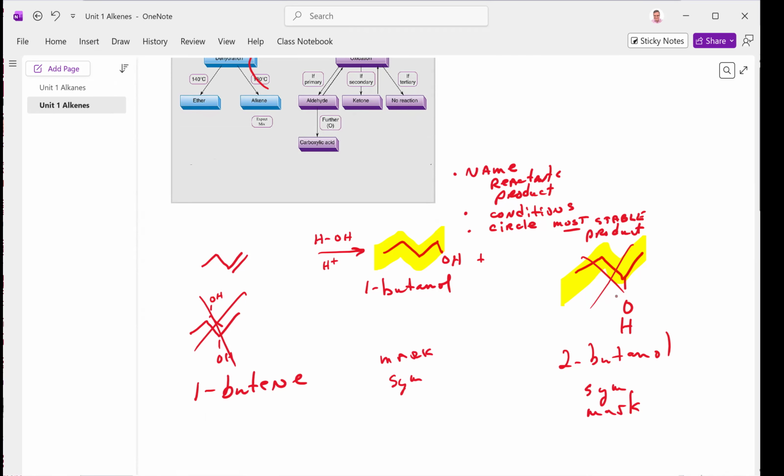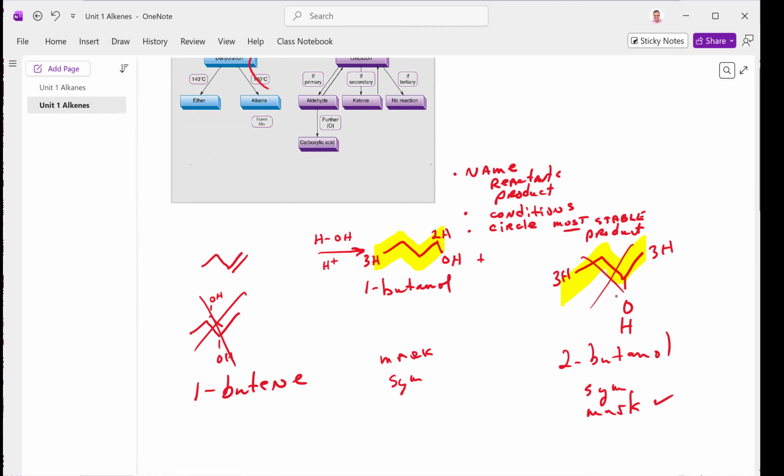Well, let's look at the 2-butanol first. Terminal hydrogens, we have 3 and 3. Three and 2. Okay, Markovnikov says we have more terminal hydrogens, so it's more stable.